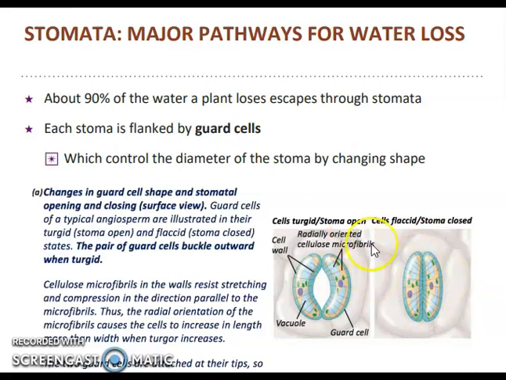Stomata, based on this figure, consist of two guard cells. This is the guard cell belonging to this stomata structure. This is the similar guard cell belonging to this other stomata structure. These two guard cells, as I said just now, surround the hole, or the aperture or lumen, of this stomata structure.